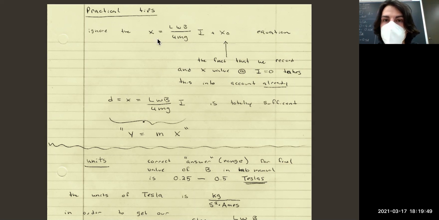I don't know why the lab manual asks you to do that, but it's totally sufficient to just use the D, which they also call X. You can call it X or D. I think in the Google Sheet it says X. And you can use this equation here, which, hint hint, is a y equals mx plus b equation.